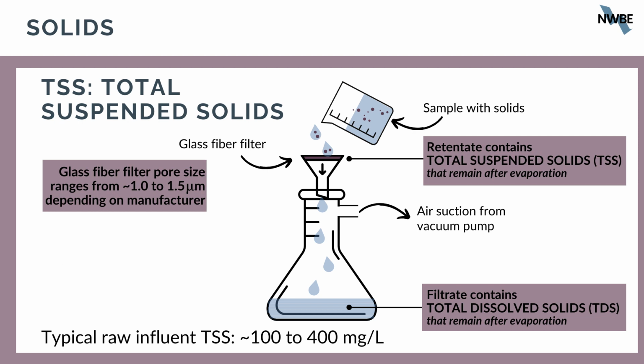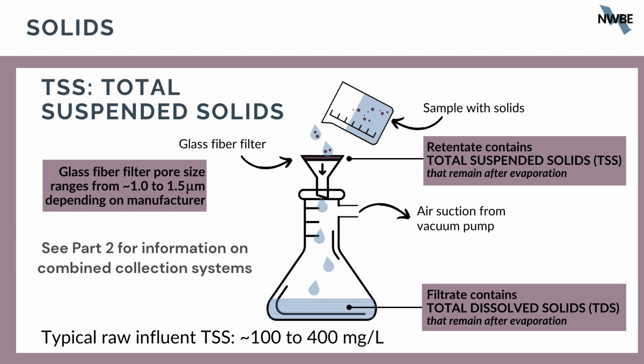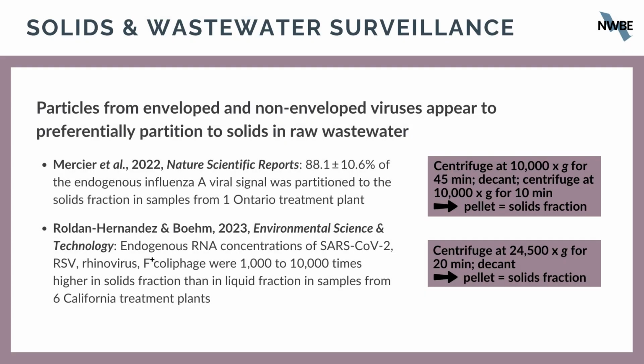And I've noted here that the typical influent TSS values, again, this is for raw influent, are in the range of 100 to 400 milligrams per liter. They can be even lower than that during precipitation events in a combined system. And we talked about combined versus separate collection systems back in part 2. So why spend so much time talking about TSS? Well, solids are really important for the fate and transport of pathogen markers in wastewater.